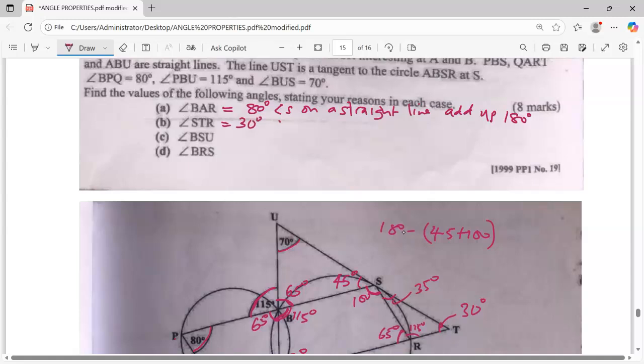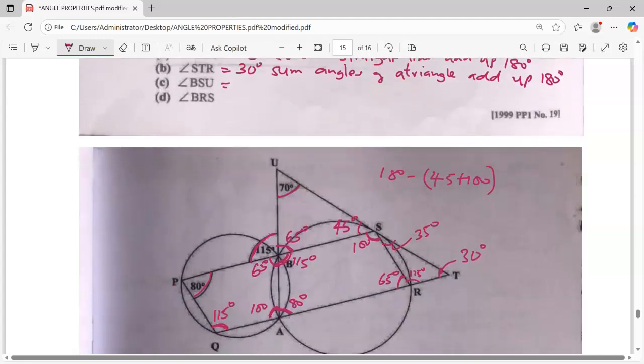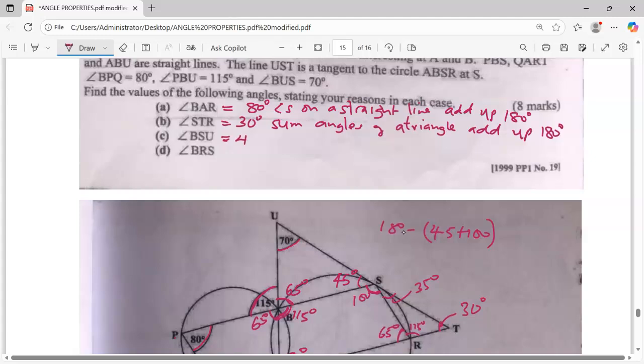We have used the sum of angles of a triangle, which add up to 180 degrees. Then we go and get BSU. BSU is 45 degrees. Again, we are going to use the property that the sum of angles of a triangle add up to 180 degrees, because that is what we have used.